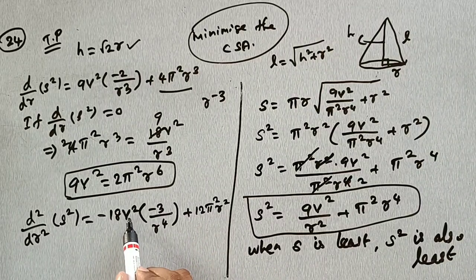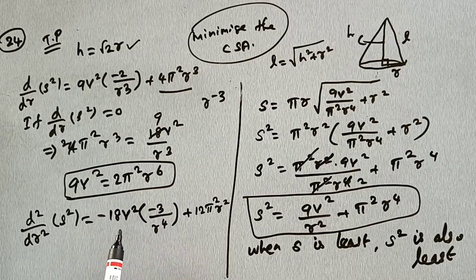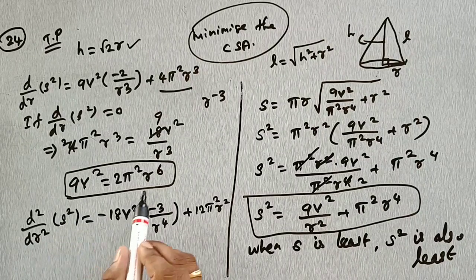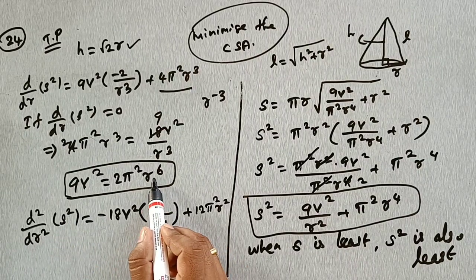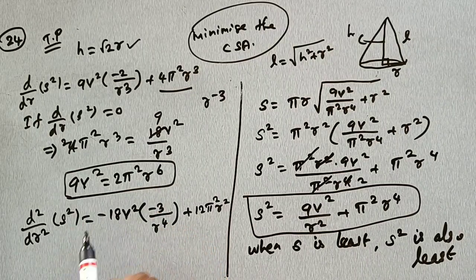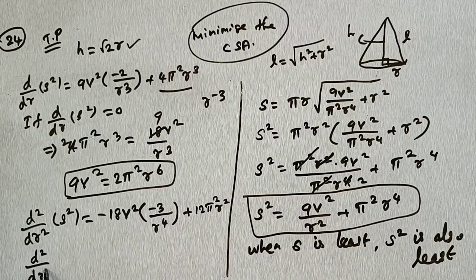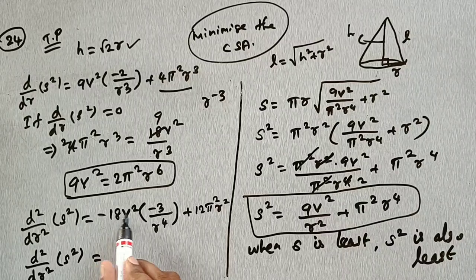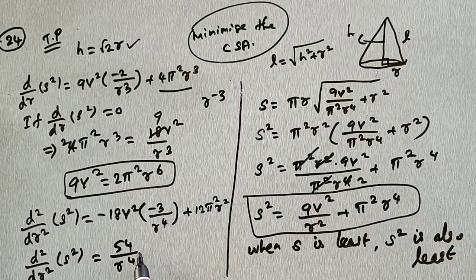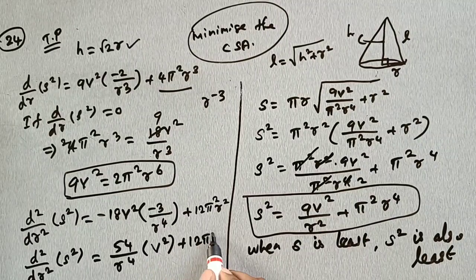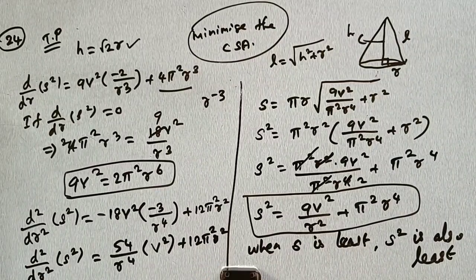Now we can substitute the value of 9v square here to get the critical point, to check whether it is maximum or minimum. So actually we need to substitute the r value here. Instead of substituting the r value, I am going to substitute 9v square. So first to simplify this, d square by dr square of s square equals 18 into 3, 54. So 54 divided by r power 4 into the remaining v square, plus 12 pi square r square. Now I am going to simplify this.